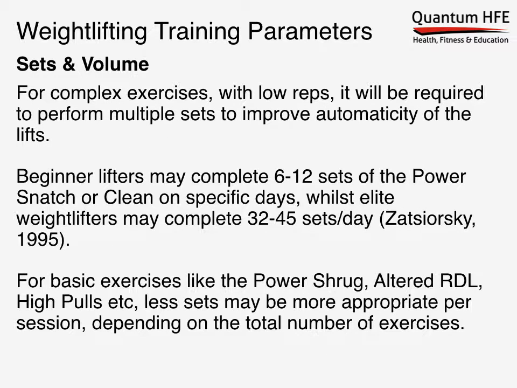Looking at sets and volume, for complex exercises with low reps, we'll be required to perform multiple sets in order to improve the automaticity of the lifts. So beginner lifters may complete 6 to 12 sets of a power snatch or power clean on specific days, or up to that, whilst elite lifters may be completing 32 to 45 sets per day. For basic exercises like the power shrug, altered Romanian deadlift, high pulls, etc., fewer sets may be more appropriate per session, again depending on the total number of exercises that you're looking at achieving.